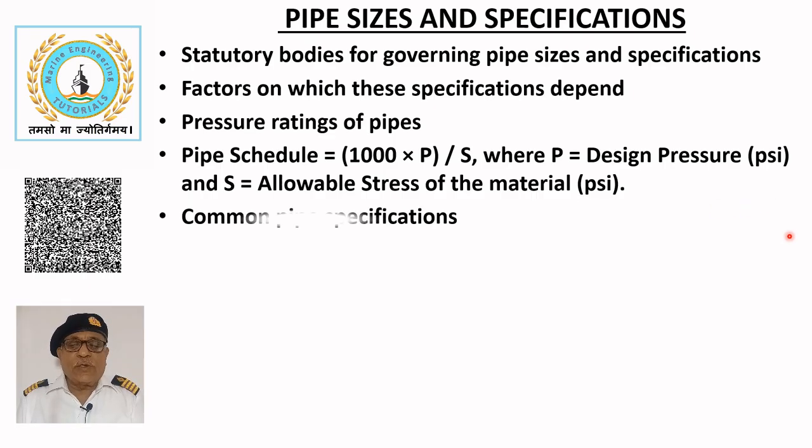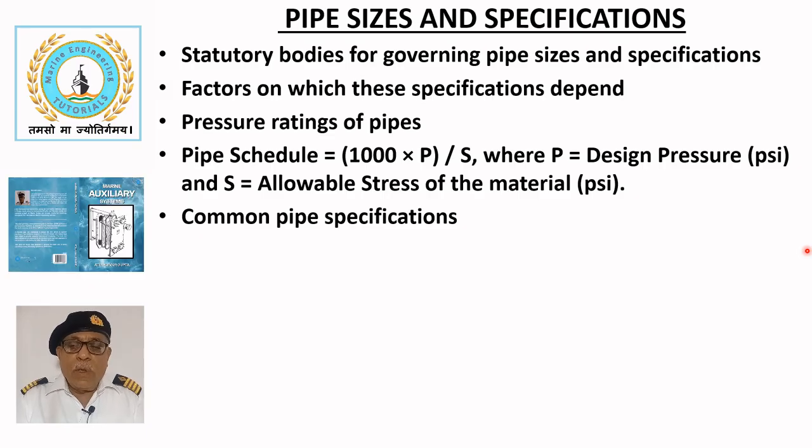Common pipe specifications. Pipes come in a range of diameters and thicknesses to meet different design and operational needs. They are typically specified by NPS, that is nominal pipe size or nominal diameter. Based on the size, pipes can be classified as small bore with nominal diameter 6 to 40 mm, medium bore with nominal diameter 50 to 150 mm, and large bore with nominal diameter 200 millimeter and above.